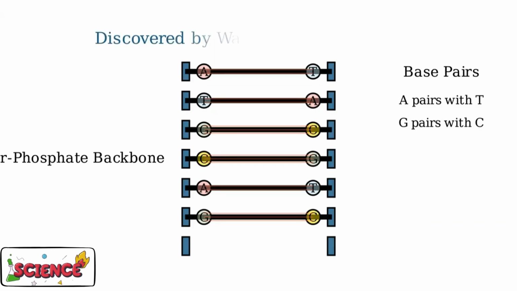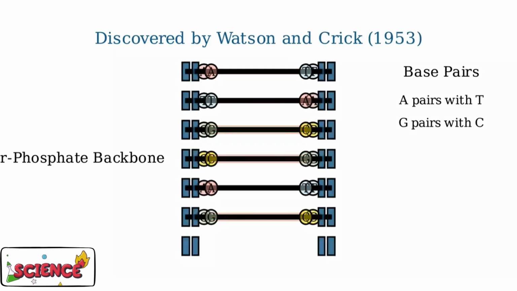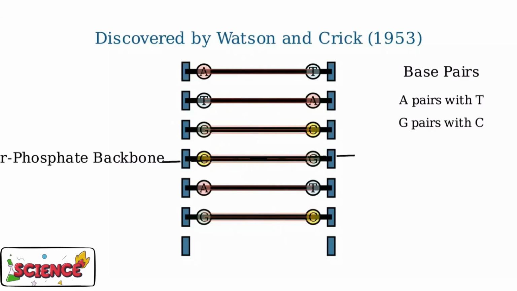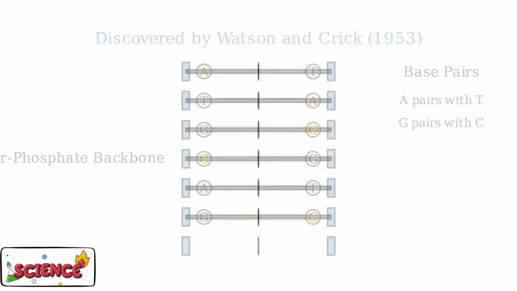This remarkable structure was discovered by James Watson and Francis Crick in 1953, revolutionizing our understanding of genetics. When viewed from a different angle, we can see how this ladder-like structure twists to form the characteristic double helix. This basic structure is essential for DNA's role in storing and transmitting genetic information.